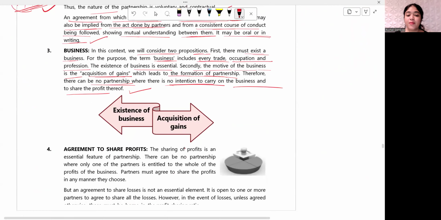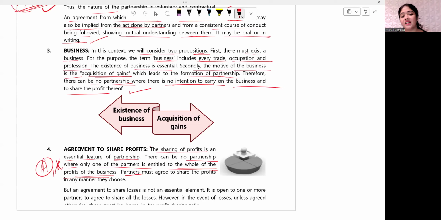Okay, the sharing of profits is an essential feature of partnerships. So no one will come together with you for charity purposes. They'll come together with you in a partnership because they want to earn the money. There can be no partnership where only one of the partners is entitled to the whole of the profits of the business. If only A is getting all the profit, B won't get into a partnership agreement. Partners must agree to share the profit in any manner they choose. They can decide in the ratio 1:1, 2:4, 3:7, any ratio they want.